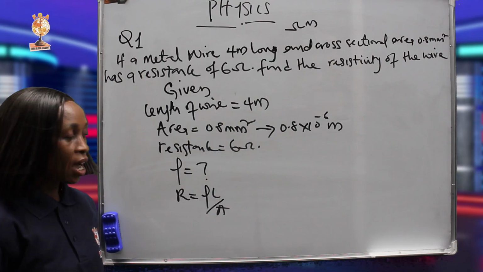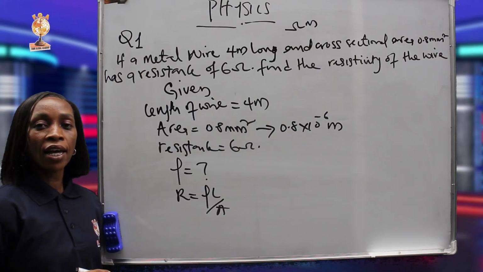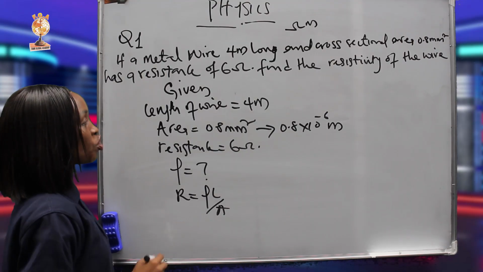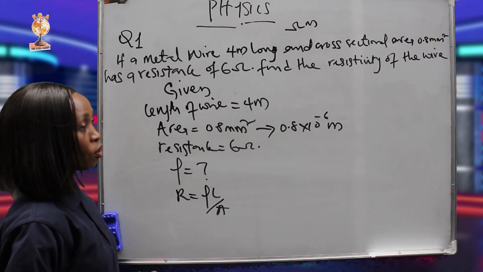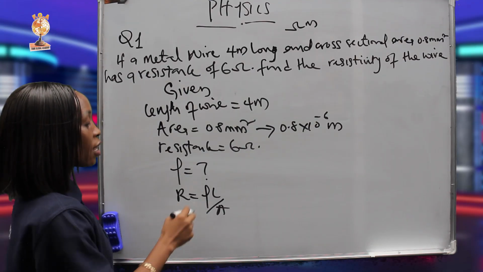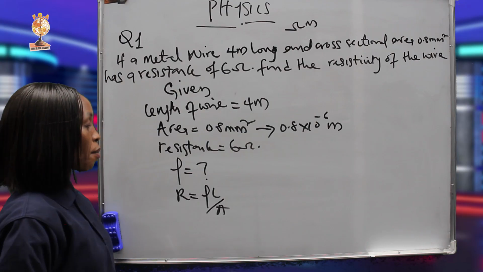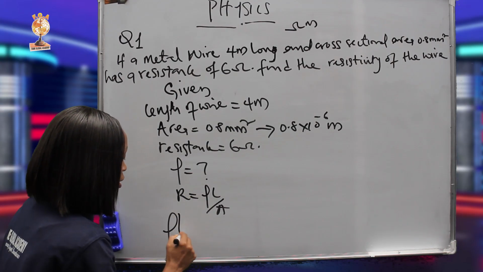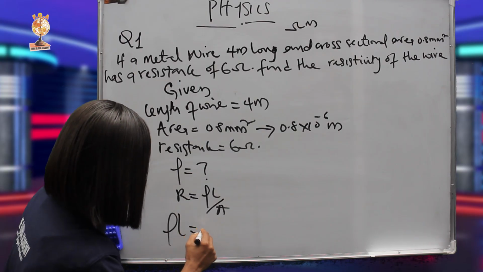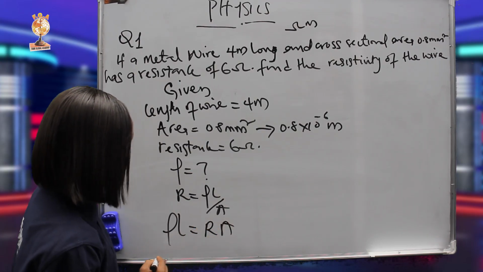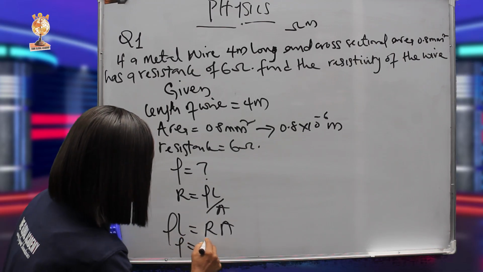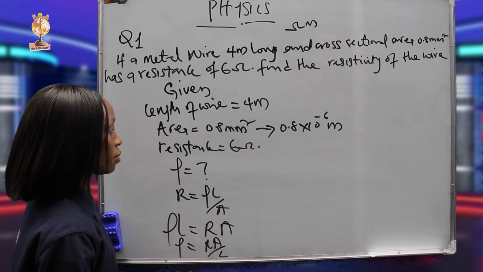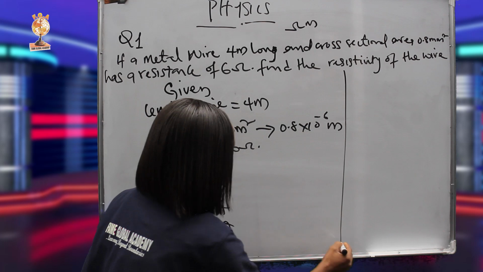This is our formula. R is equal to rho L over A, where R is representing the resistance in a resistor, L is your length, A is your area. But I'm asked to find resistivity. So rho L is equal to RA, then rho becomes RA all over L.